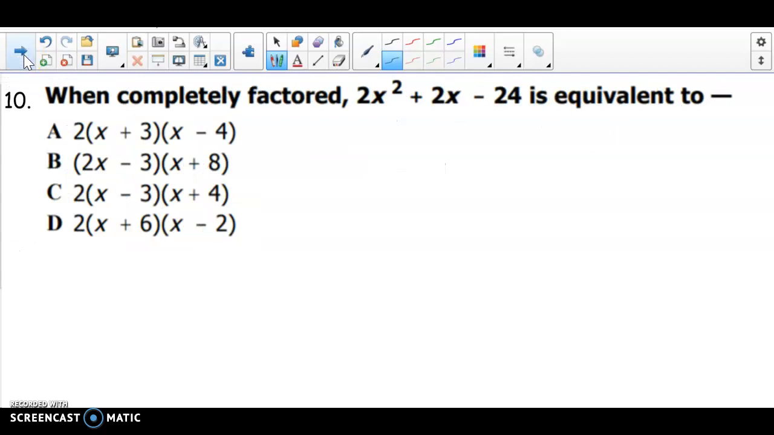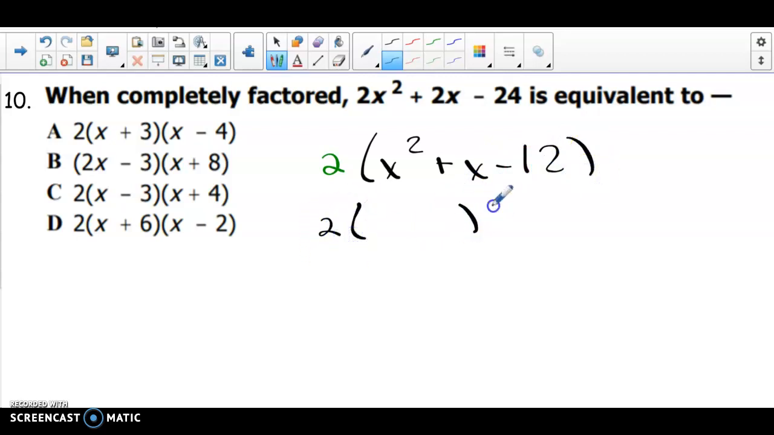What can I take out? I can take a 2 out of everything. And I'm left with x squared plus x minus 12. What can I multiply together to get 12, that when I subtract, I get a positive 1? A positive 4 and a negative 3. There we go for your answer.